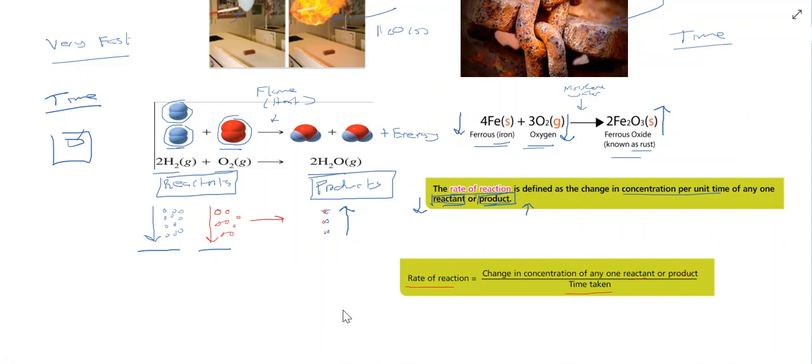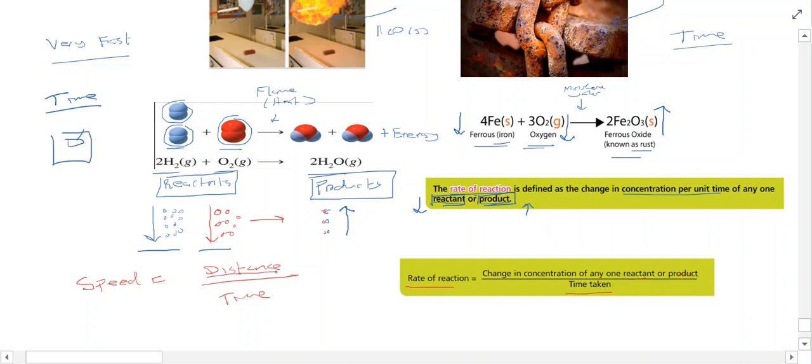In a lot of ways, it's similar to, for example, speed, which is equal to distance over time. A way to think about it is that speed is how distance changes in relation to time. Likewise, the rate of reaction is like the speed of a reaction.